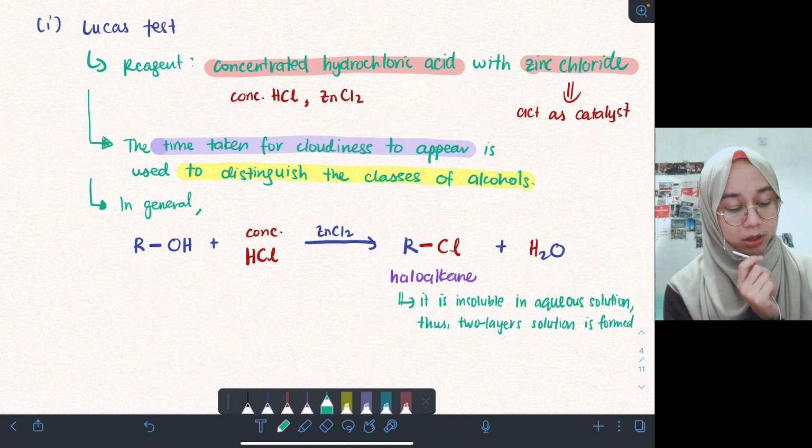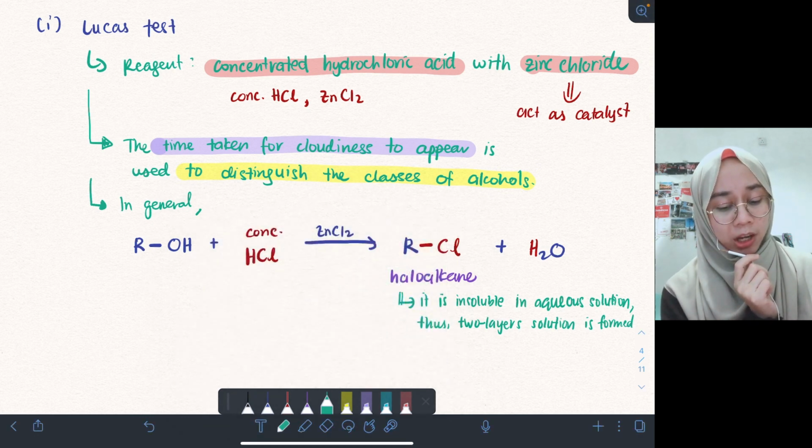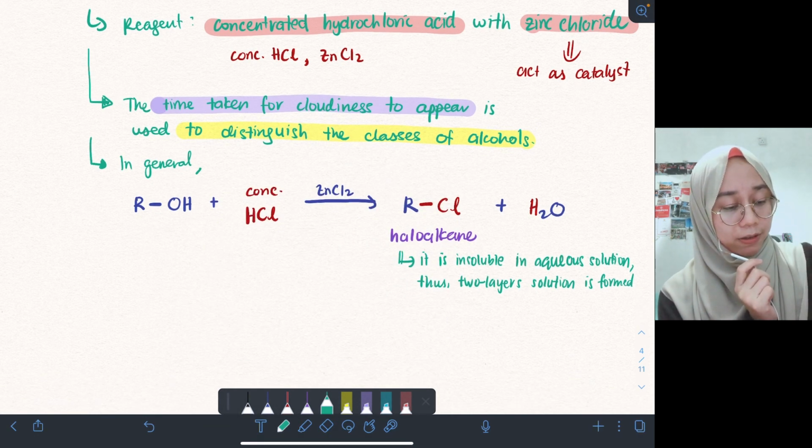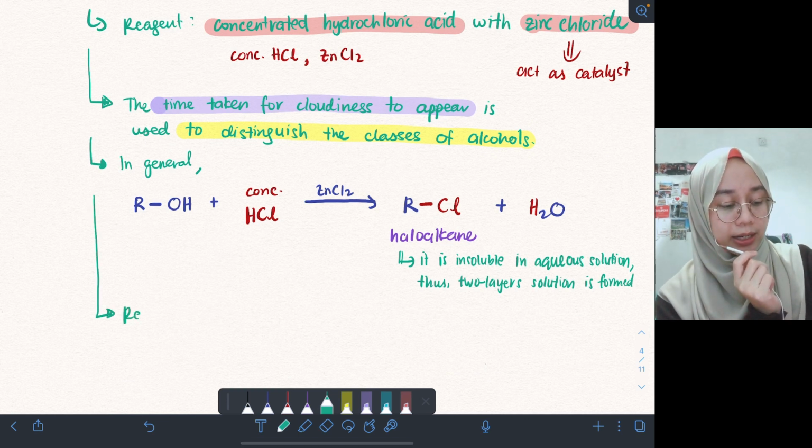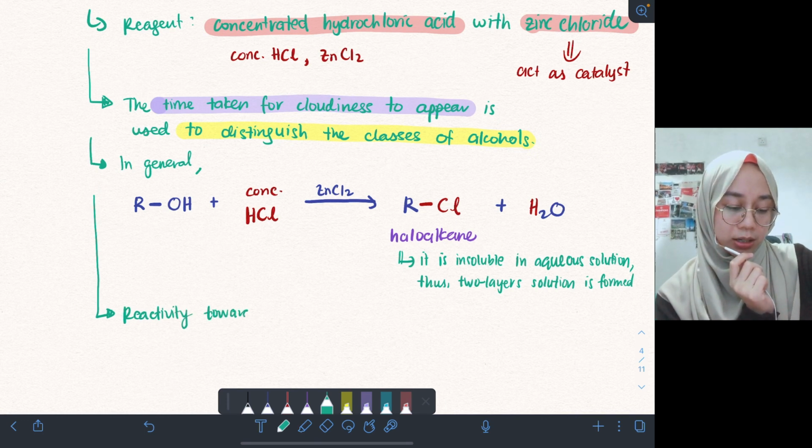Jadi, in terms of reactivity of setiap kelas of alcohol ni towards Lucas reagent, so dia adalah berbeza lah. So reactivity towards Lucas reagent.